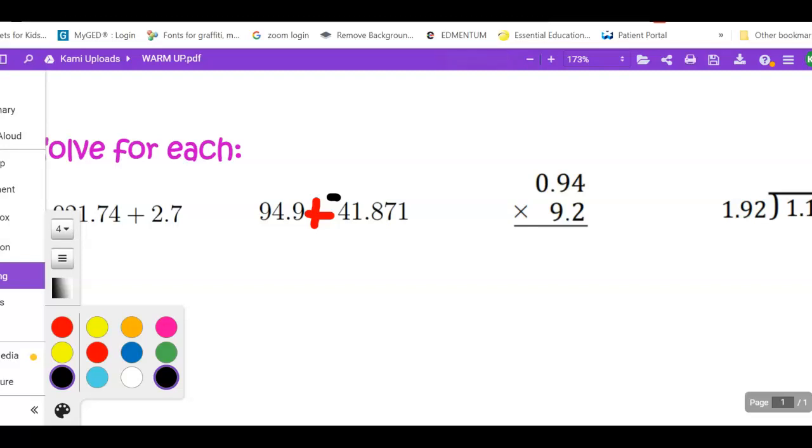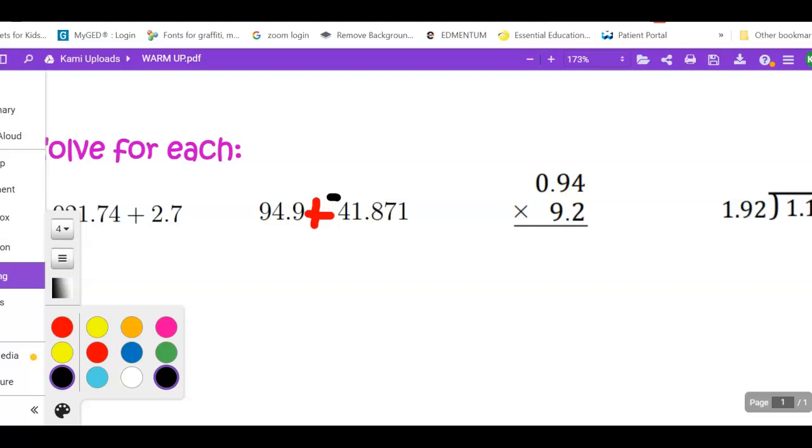What do we do when we have a positive plus negative? We subtract to find the difference and then keep the sign of the larger digit. So if I do it this way, all I have to do is subtract those two numbers and keep the sign of the larger digit. All right, I can do that.